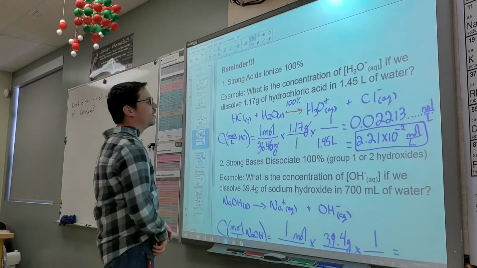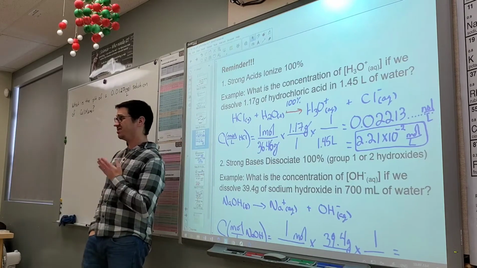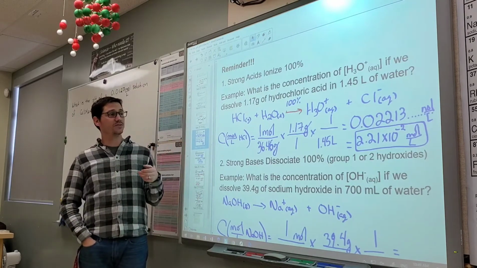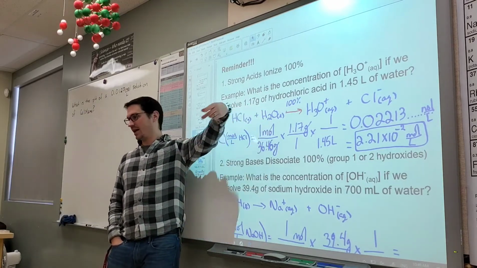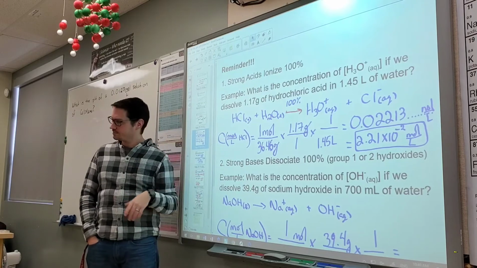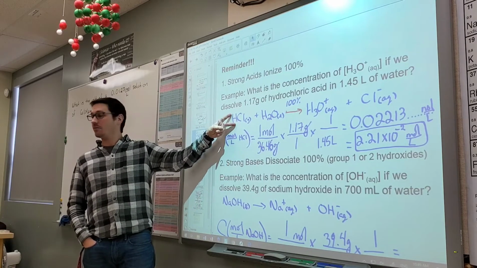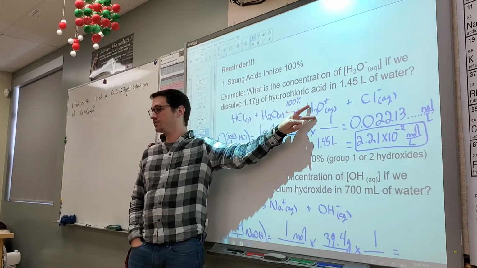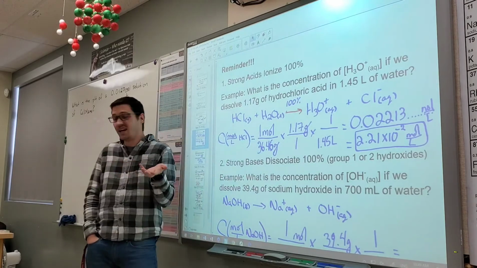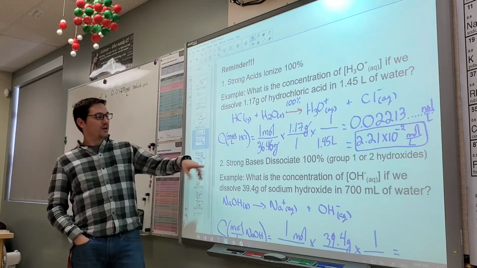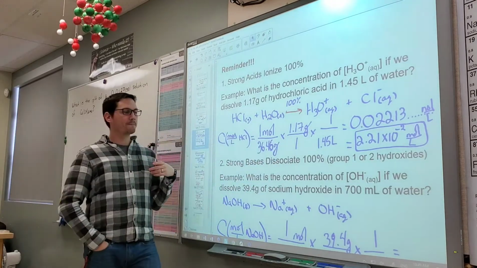And then we did some reminders. This is just unit analysis. That's all this is. So if I dissolve 1.17 grams of hydrochloric acid in 1.45 liters of water, because HCl is a strong acid, all of my HCl turns into hydronium, right? So we assume they're the same concentration. That's what we have to assume. So we go, okay, what's the concentration of HCl? And then we do some unit analysis, okay?